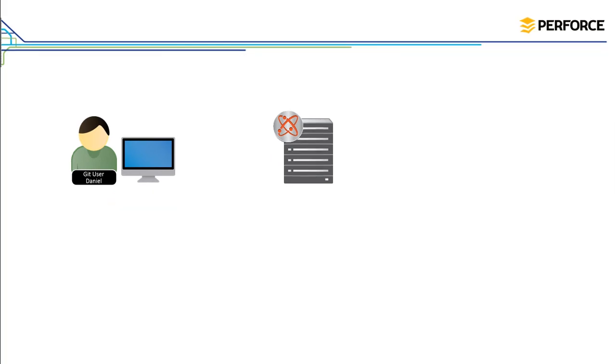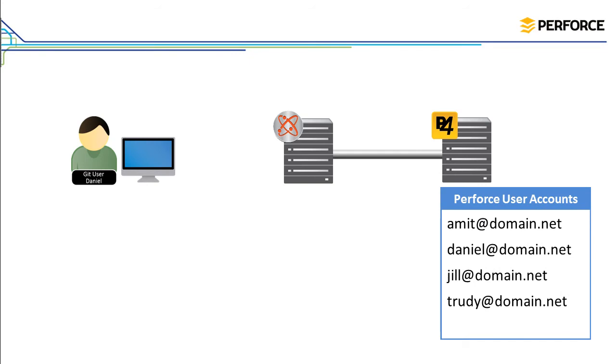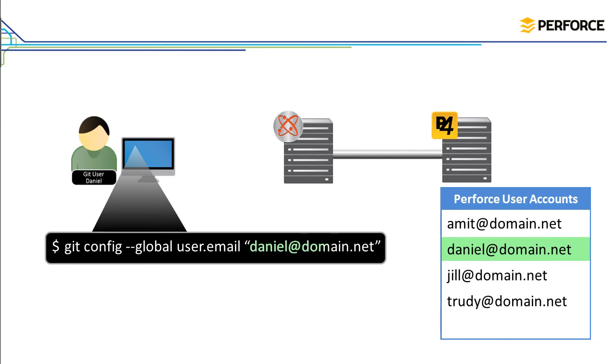To manage connections between the Git Fusion and the Perforce server, the Git Fusion user account acts as a conduit. For the best user experience, each Git user must map to a corresponding user account on the Perforce server. This mapping is made through the email address, which must be identical for both the Git and Perforce user.